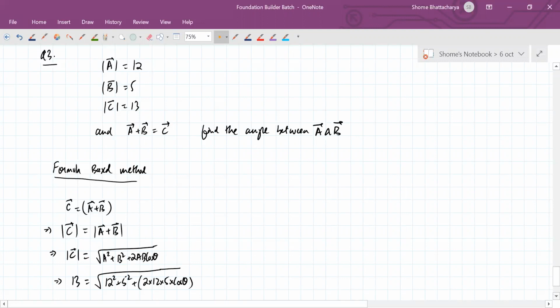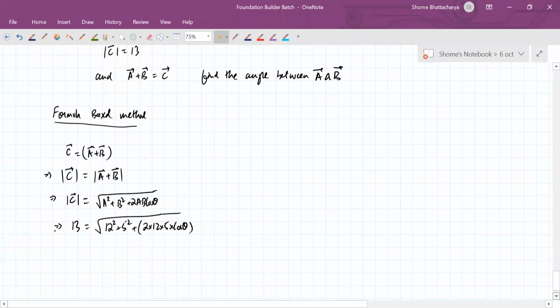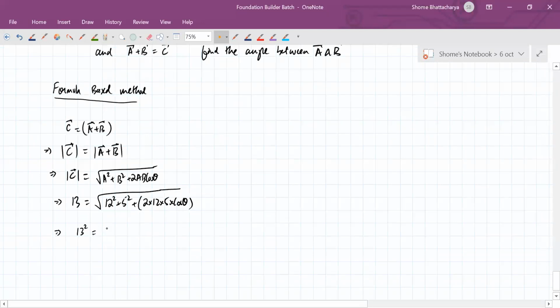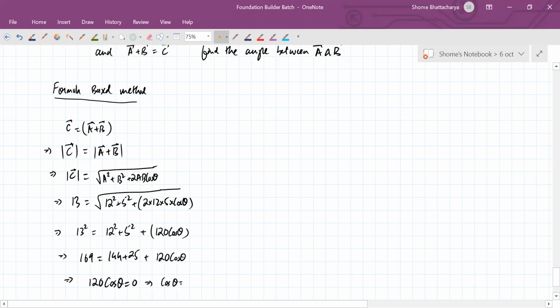So we can further just simplify this like this, that 13 square is 12 square plus 5 square plus 120 cos theta in this case. Okay. So we will come to the conclusion that 120 cos theta is 0, which means cos theta is 0, which means that theta is 90 degrees. So this will become my answer.